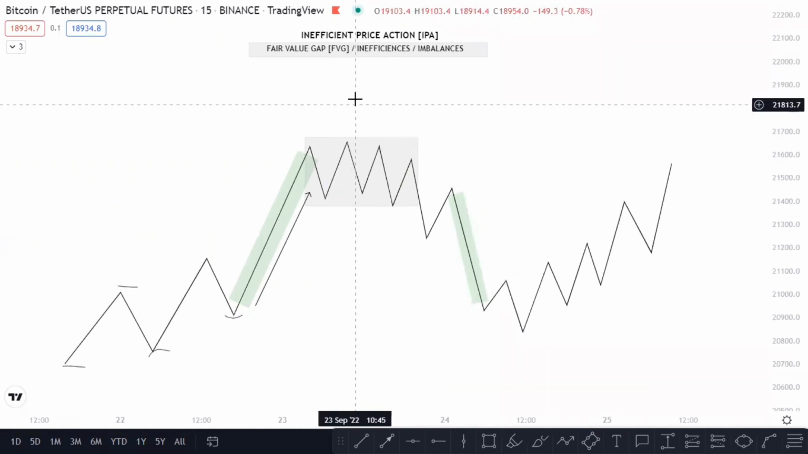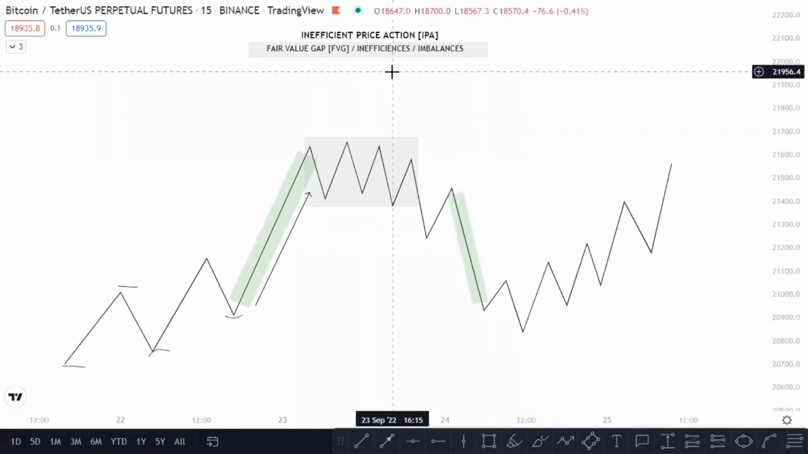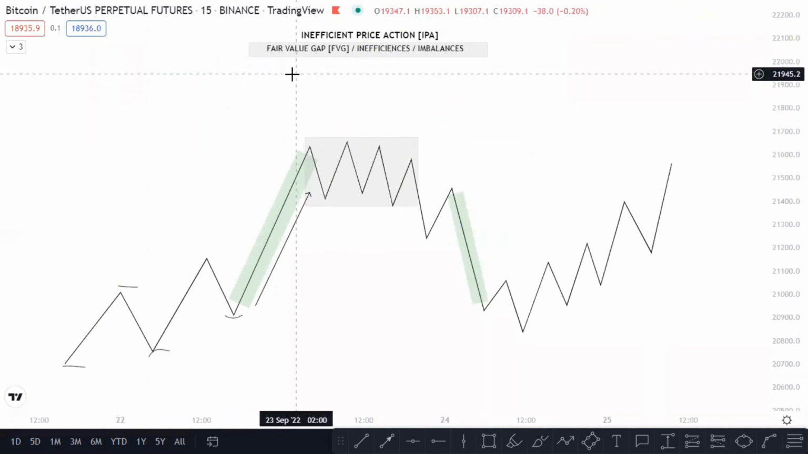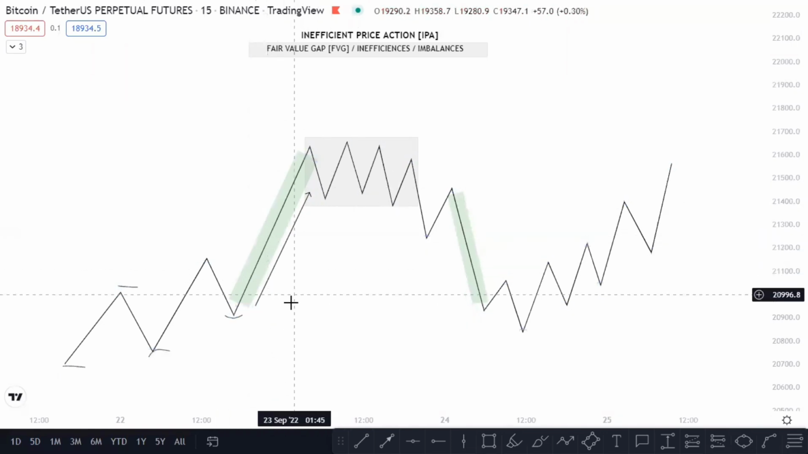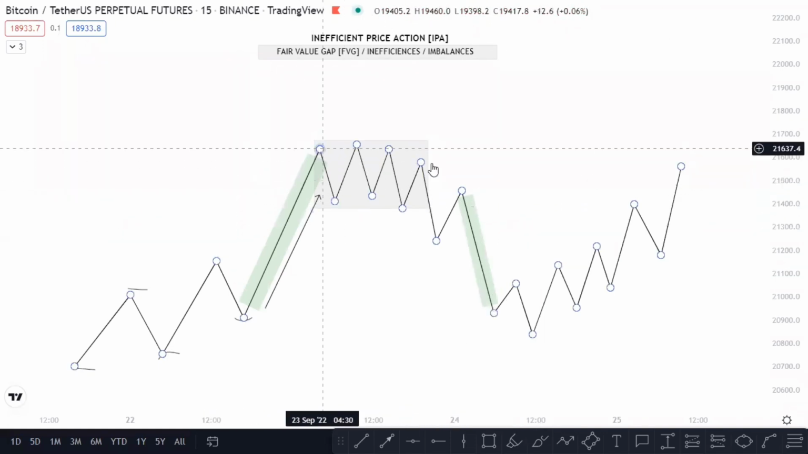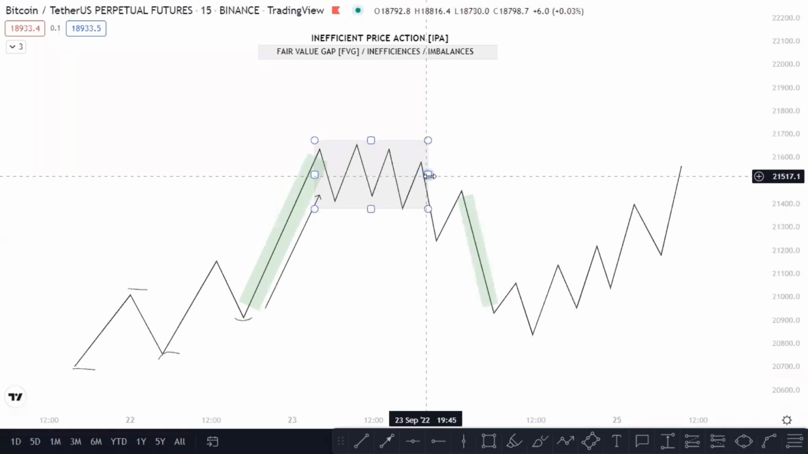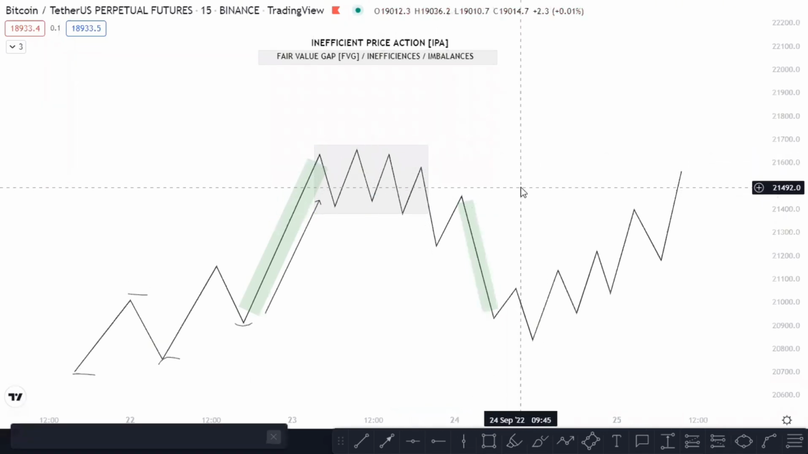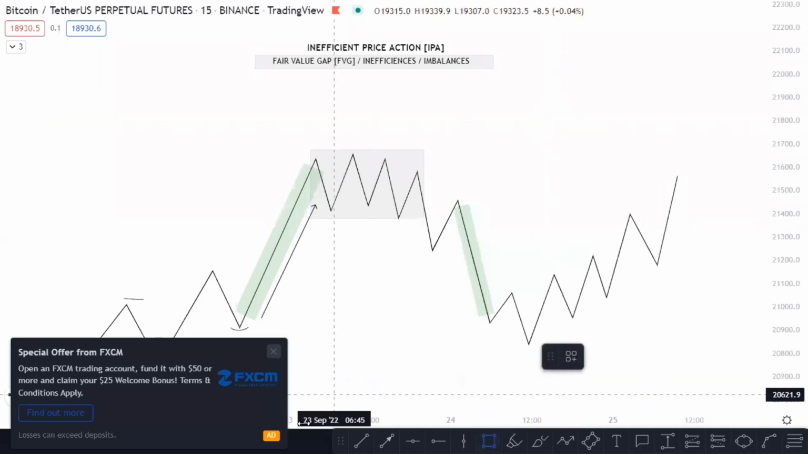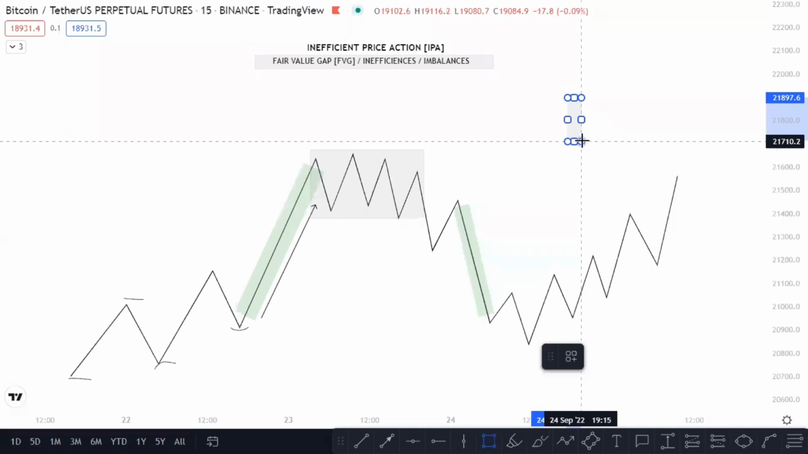Let's continue with inefficiencies. In your charts, all these fair value gaps that price keeps creating are liquidity voids. They are created for a certain purpose: to drive price to that FVG and mitigate it. When you see an FVG being created, price is likely to go in the direction of that fair value gap and fill the gap.